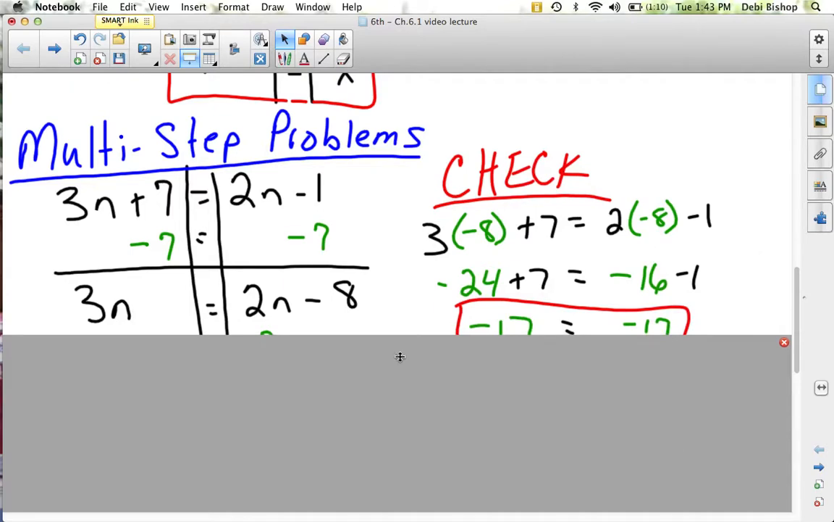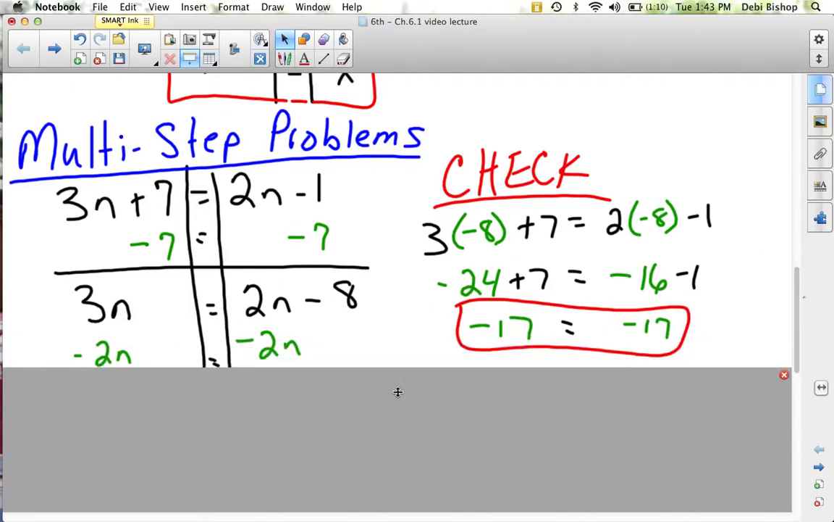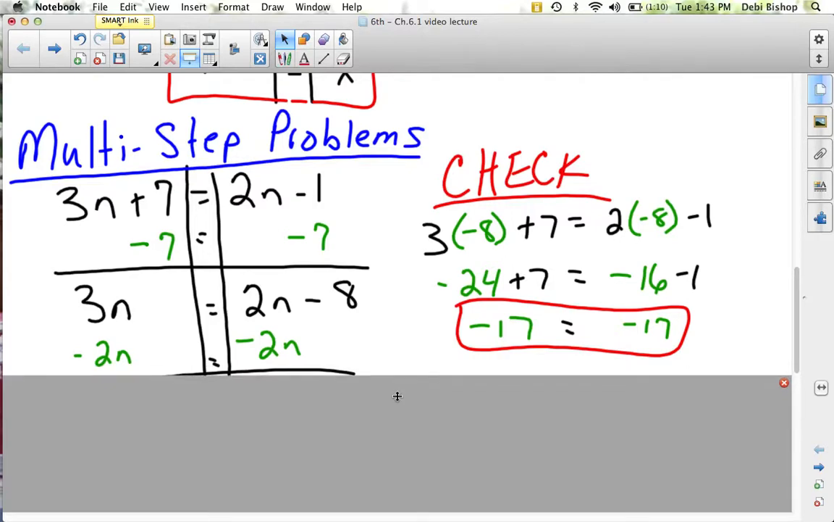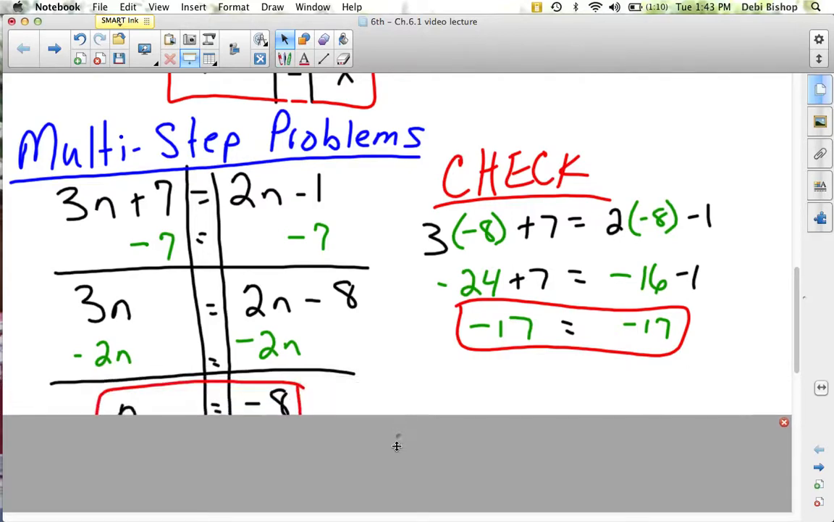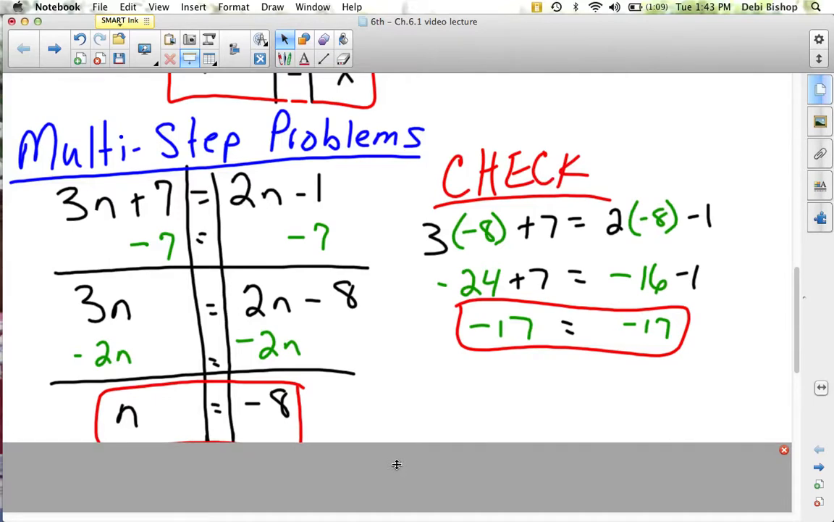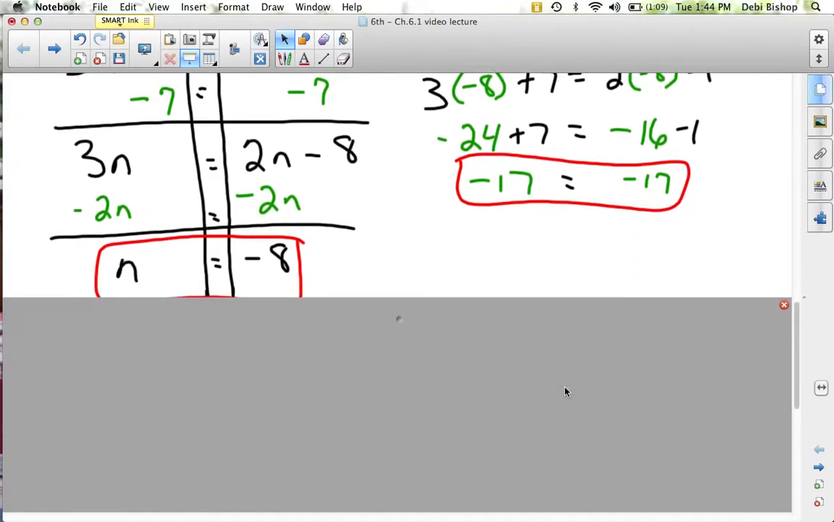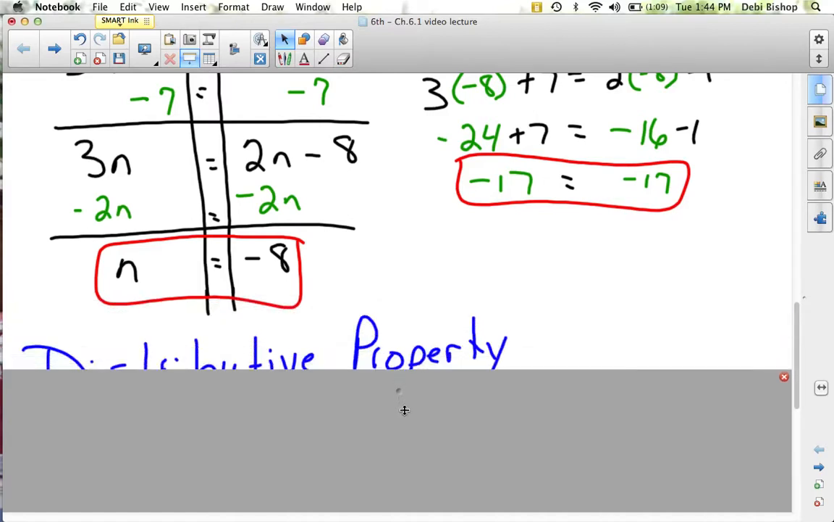I'm going to get n's on the same side, on the left side. So I'm going to subtract 2n from both sides. Now you're left with n equals negative 8. And what do we do? Check our work. Go back, plug in negative 8 wherever you see n. And again, it's more than one spot. Make sure you plug it in every spot. 3 times negative 8 plus 7 equals 2 times negative 8 minus 1. You simplify and you find negative 17 equals negative 17. True statement, so n does equal negative 8.